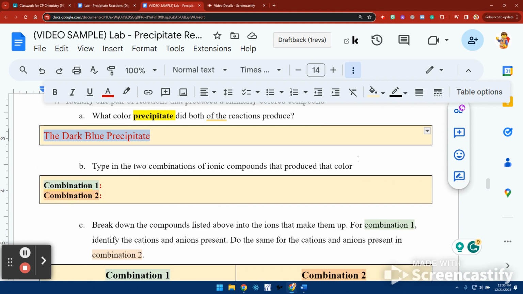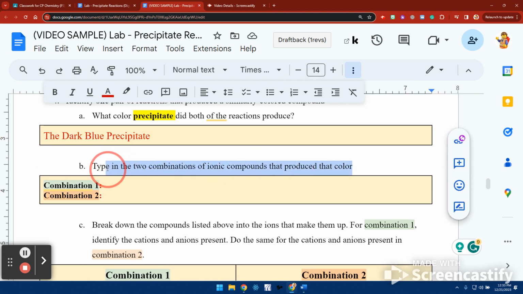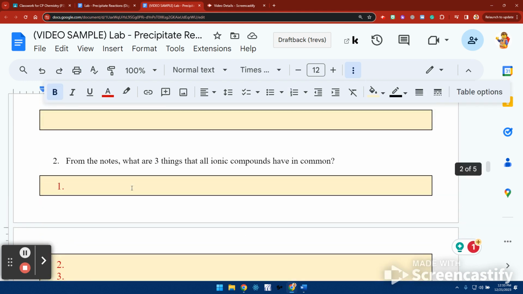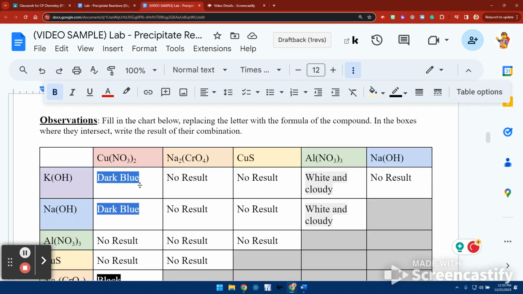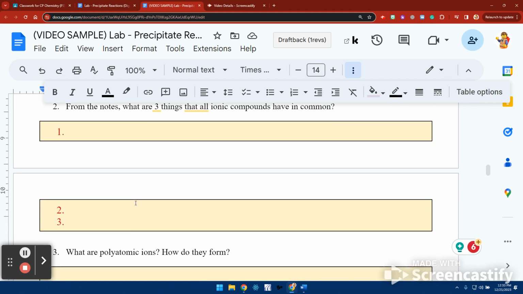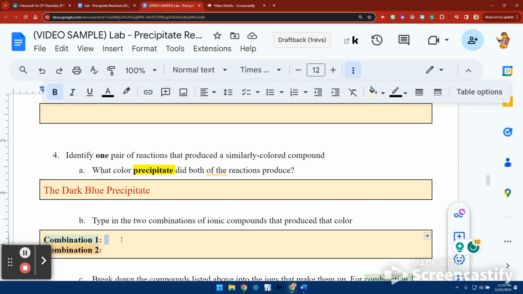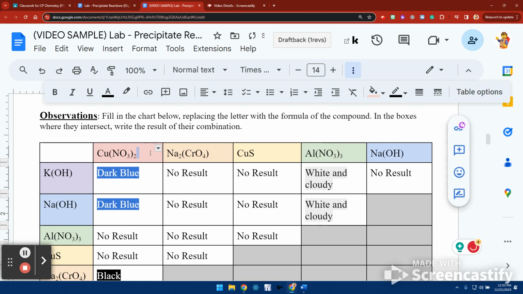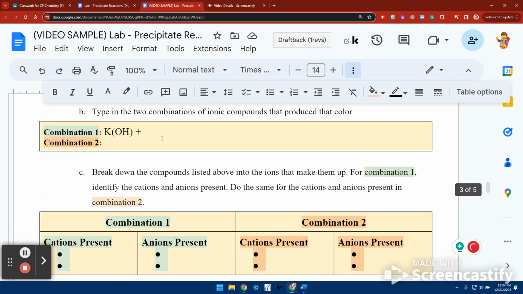All right, next, type in the 2 combinations of ionic compounds that produced that color. Well, instead of typing, I am just going to go pull them directly from the chart here, okay? So this dark blue was produced from KOH, potassium hydroxide, and copper 2 nitrate. So I'm going to grab that, KOH. All right, bring that in. And what else? KOH and Cu(NO3)2. That was one combination that produced the dark blue precipitate.